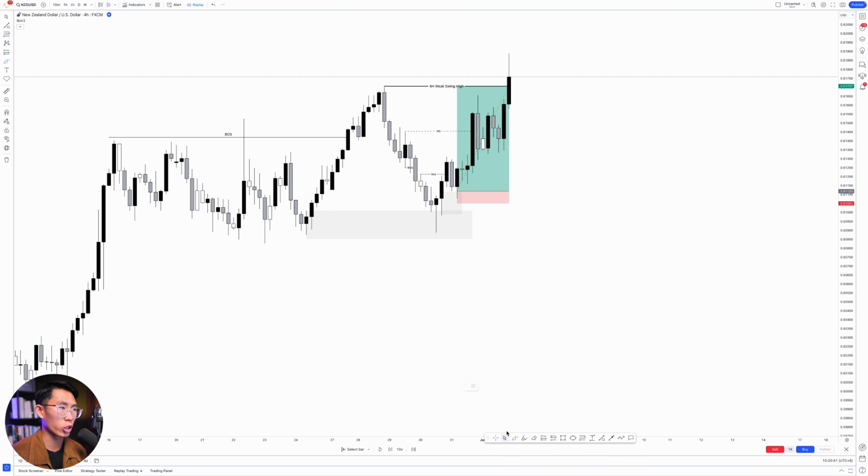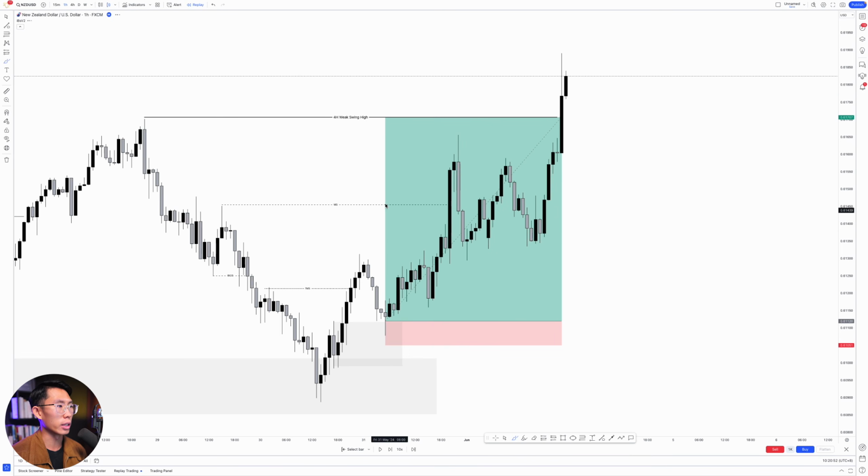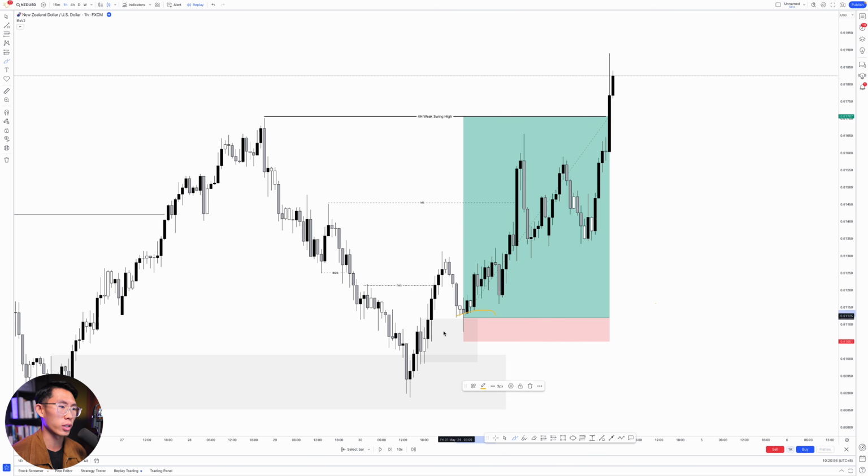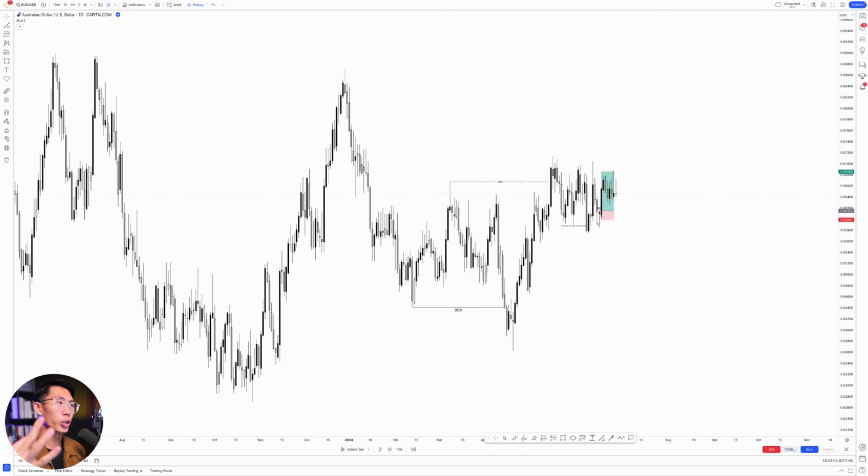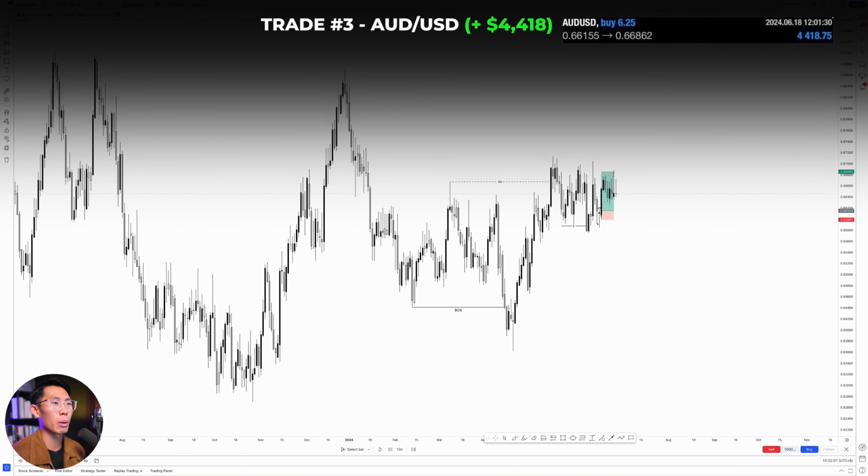So our expectation is that after this swing pullback is over, price is going to come back down here, mitigate this demand range, and continue, right? And potentially break past this weak swing high. So that is the target right there, and you can see this was a pretty basic setup, right? Yeah, nothing to say about this. This was just a pretty basic setup. Trade number 3, AUD USD, 4.4k profit.